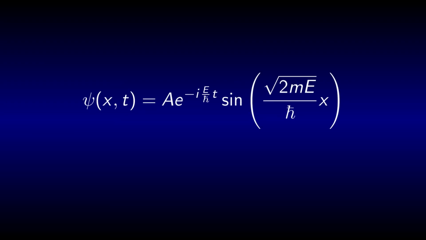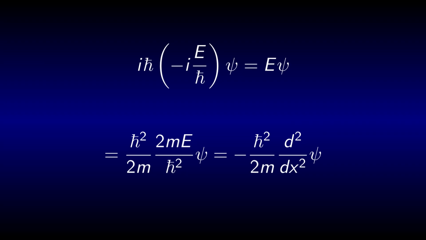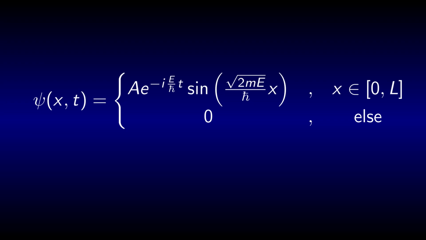A promising approach is an exponential function for the temporal part and a trigonometric function for the spatial part, and a normalization factor A. Because I script before I record, I already fixed the coefficients such that this function does indeed fulfill the Schrodinger equation and is, accordingly, a valid physical state of the particle. But wait, our solution is only valid on the line segment. Outside of it, the wave function is 0, because we assumed that it is impossible to find the particle there.